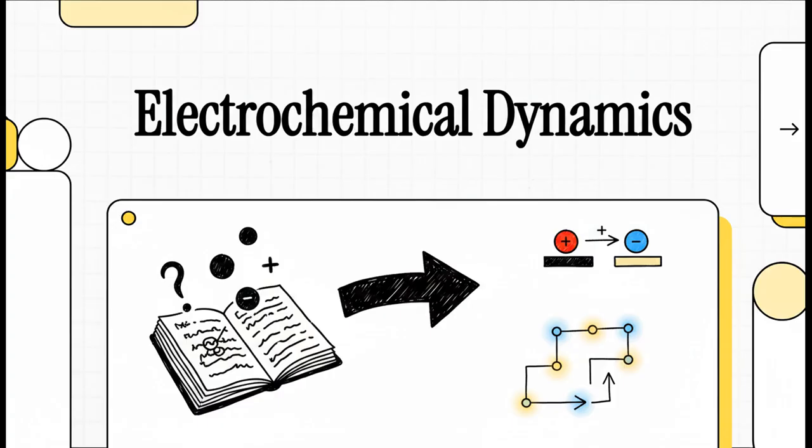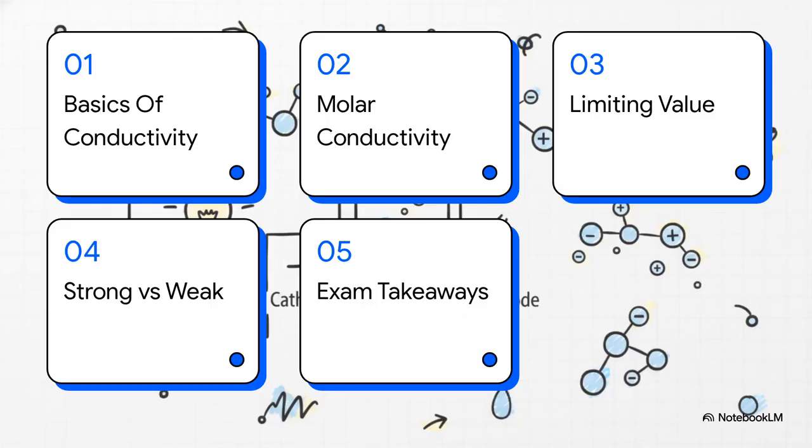Let's get started. Okay, here's a quick look at our roadmap. Today we're covering 1. The basics of conductivity, 2. Understanding molar conductivity, 3. The ultimate limiting value, 4. Strong versus weak electrolytes, and 5. Your exam day takeaways. Let's dive right in.